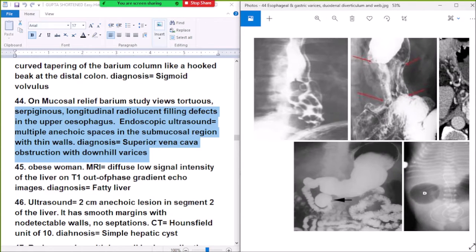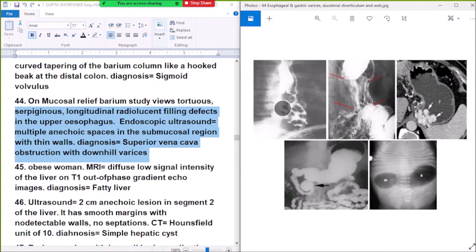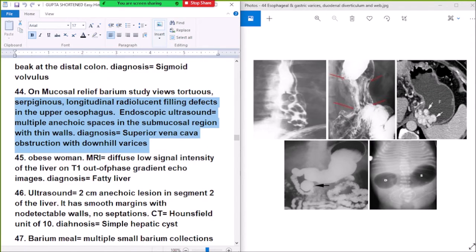Here, on barium swallow, there are tortuous, serpiginous, longitudinal filling defects in the upper esophagus, and endoscopic ultrasound shows multiple anechoic spaces in the submucosal region with thin walls. Diagnosis: superior vena cava obstruction with downhill varices. The filling defects will be in the upper esophagus, but these are downhill varices.